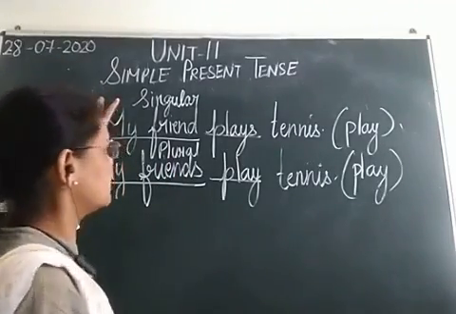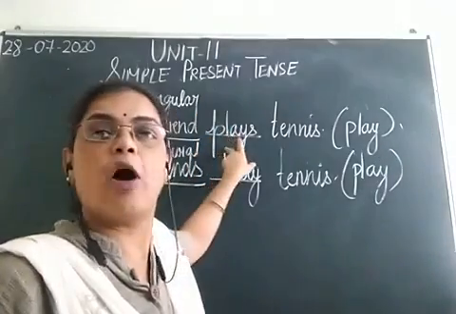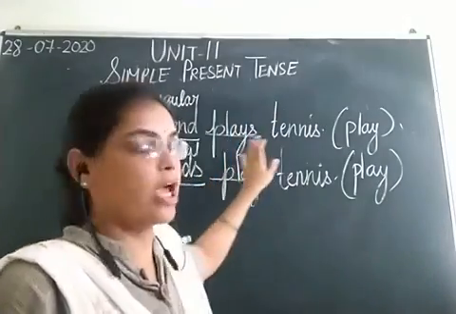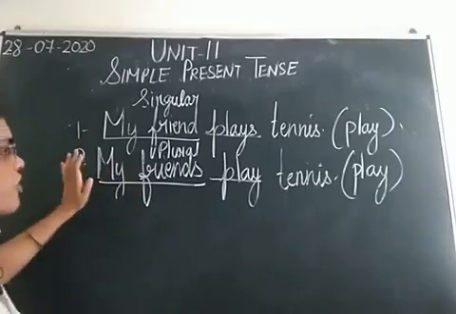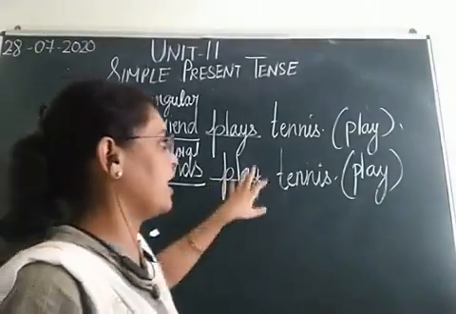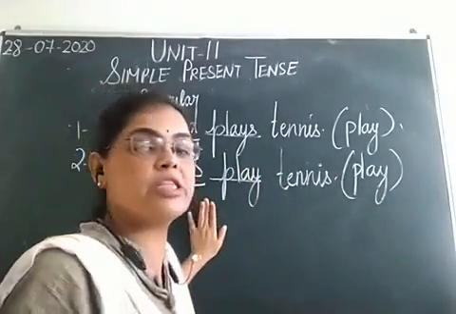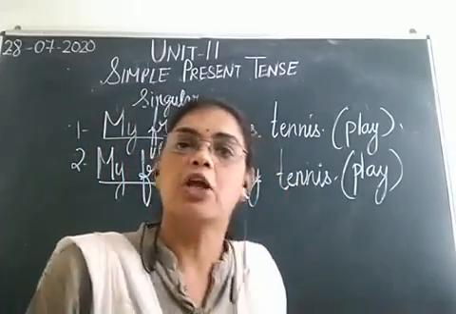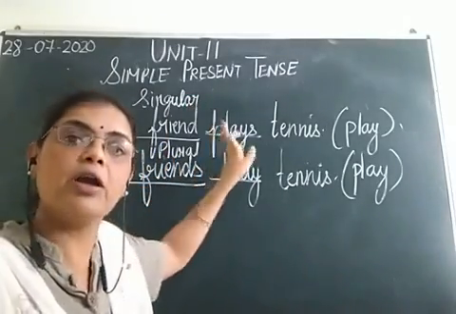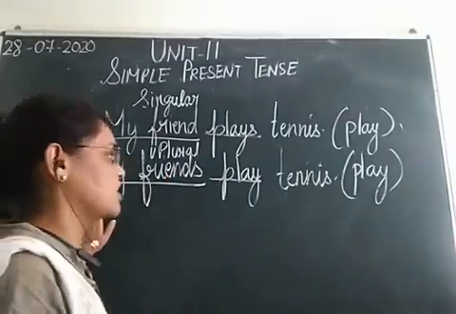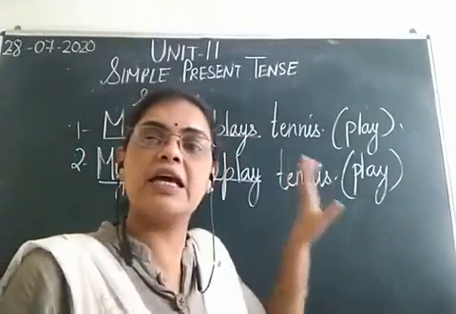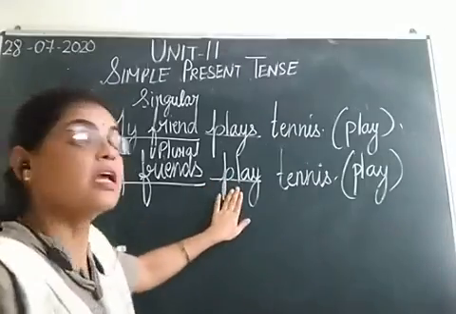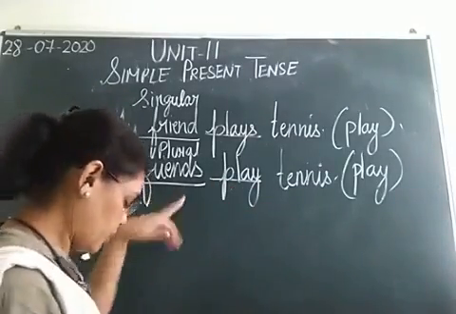If your subject is singular, you add s or es to the root form of the verb, depending upon the spelling. Whereas in simple present tense, if your subject is plural, you need not add any s or es. Simply use the root form of the verb. Just remember: if my subject is singular, I need to add s or es to the verb. But if my subject is plural, I need not add any s or es. I simply need to use the root form of the verb. But with I and you, we will be using the root form of the verb as explained earlier.